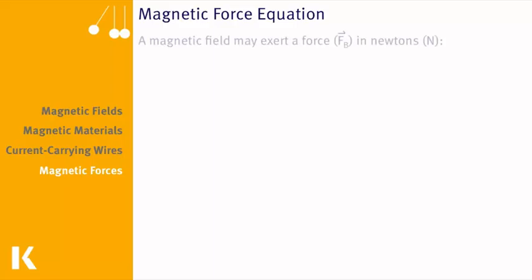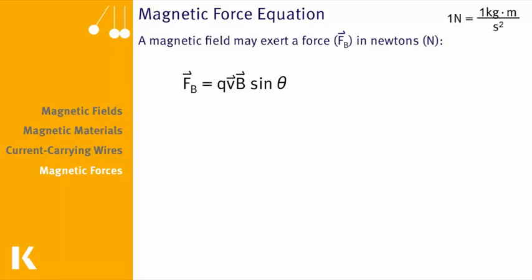We can quantify this for any individual charge through this equation, where the force caused by that magnetic field is equal to the magnitude of the charge times the speed of that moving charge, because it must be moving, times the magnitude of the magnetic field, and then times the sine of theta, because the magnetic field must have a component perpendicular to the motion of the charge. And just like any other force, this force is measured in newtons.